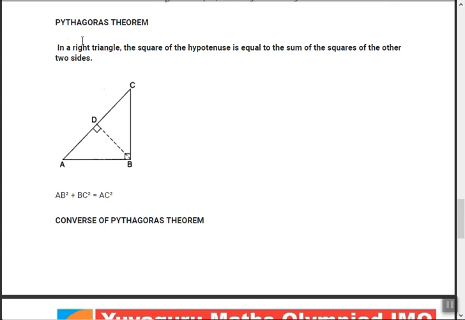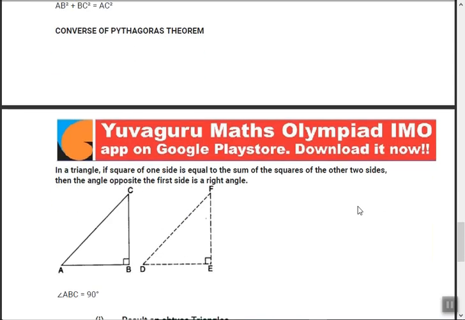Pythagoras you have already studied. In a right angle triangle, the square of the hypotenuse is equal to the sum of the squares of the other two sides. So AB square plus BC square equals AC square. Converse of Pythagoras: if in a triangle the square of one side is equal to the sum of the squares of the other two sides, then the angle opposite to the first side is a right angle. Means it's just the opposite. If the square of the hypotenuse is equal to the sum of squares of the other two sides, then the angle opposite to the hypotenuse is a right angle. That's basically the meaning of that.